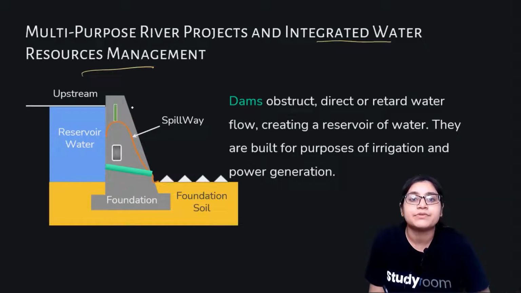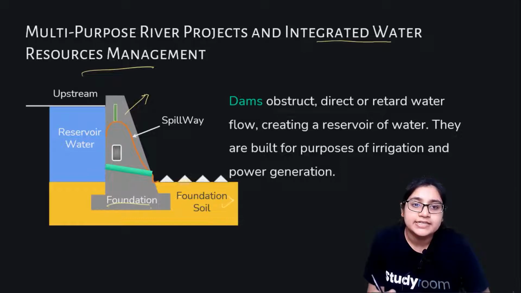There are dams constructed under it. Right? So this is your dam, this triangular structure. Its base is referred to as the foundation. There is a foundation soil. This is called the spillway. This is upstream. Upstream means from where the water is coming. So water is coming from here, right? And this creates a reservoir of water.